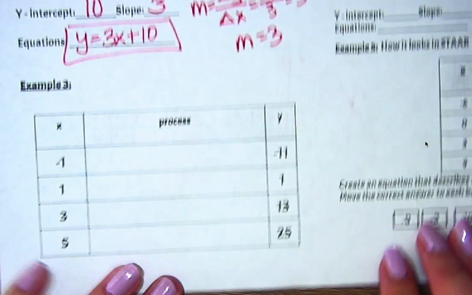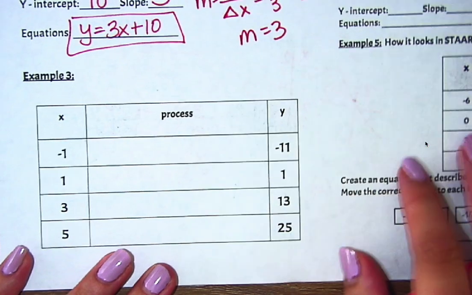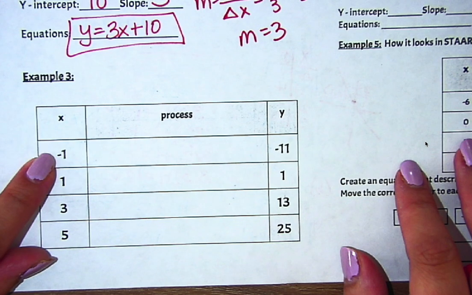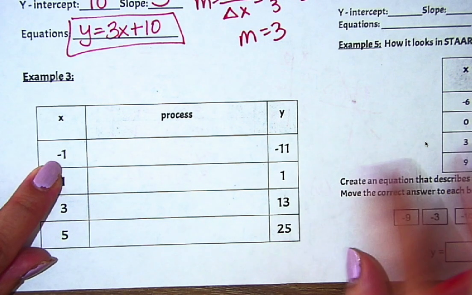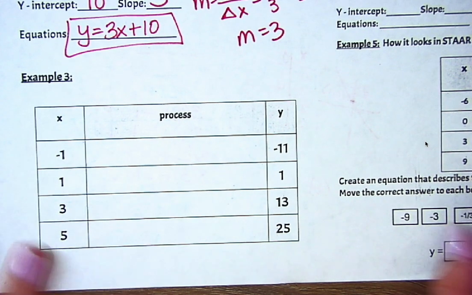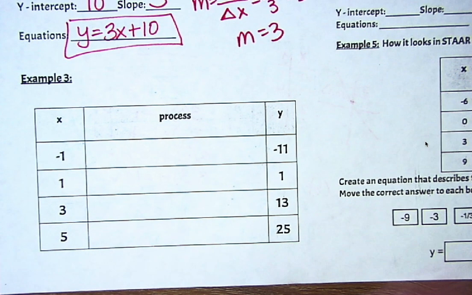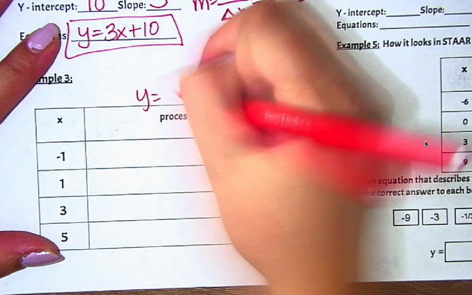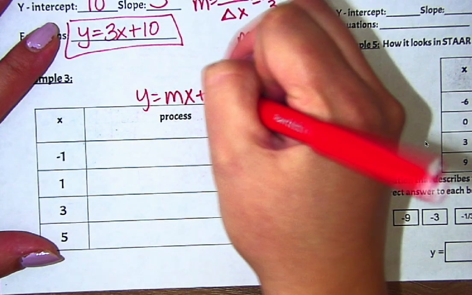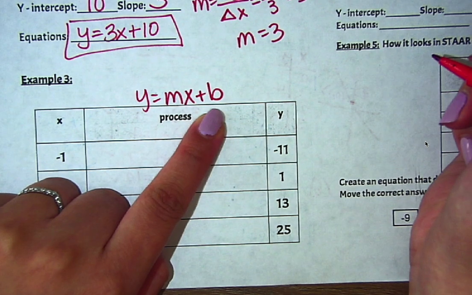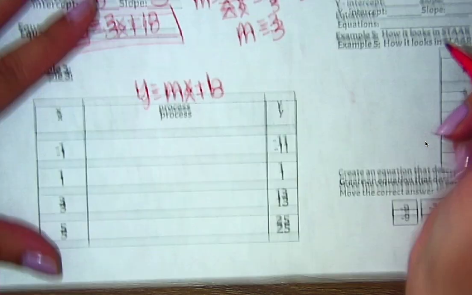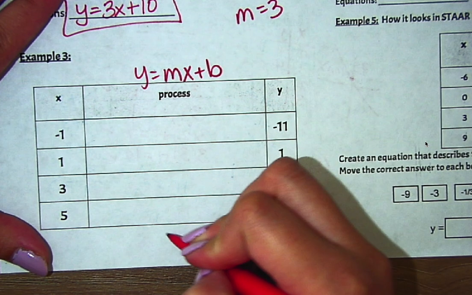Okay, go ahead and go to example 3. Example 3 is a little different. If you notice, they didn't give me my x is 0, so I don't know what my b is. So this time we are going to have to find my m first. Okay, so let's go ahead and write my equation. Y equals mx plus b. I don't know what b is, but I can solve for m. So I'm going to do it at the bottom here.